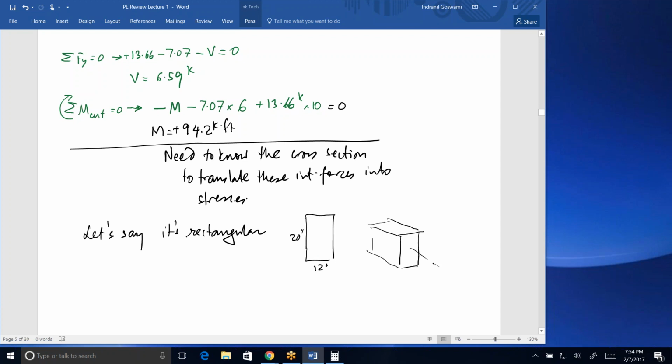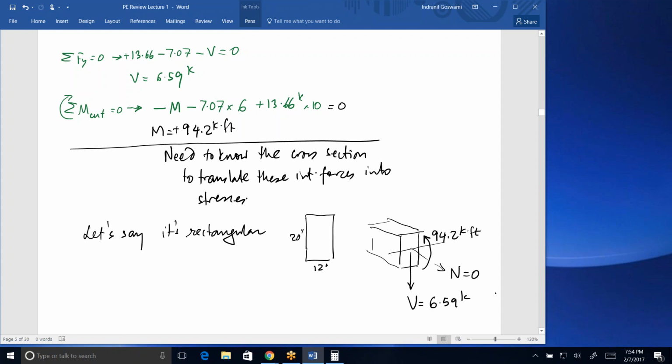at that location, you have no normal force. Normal force was 0. You have a shear force of 6.59 kips. And you have a bending moment of 94.2 kip foot.